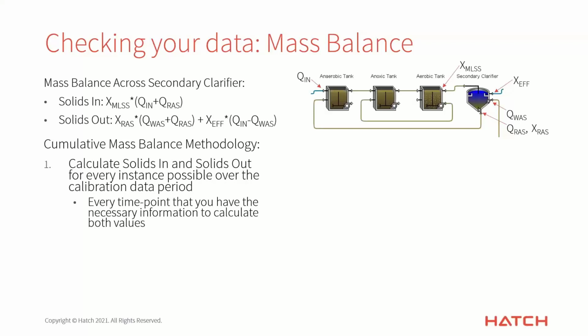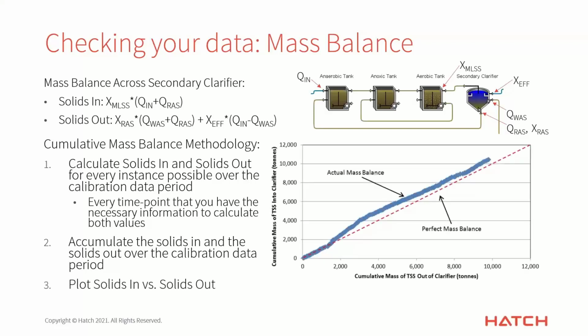First, calculate the solids in and solids out for every instance possible over the calibration period. So that's every time point that you have all the necessary pieces of data to calculate both the solids in and solids out value. Then you accumulate the solids in and solids out over the calibration period. So you're just doing a running total over the whole period. And then finally, you just plot the solids in versus solids out. So you plot those two accumulations versus each other. And hopefully, if your mass actually balances, then you end up with a very nice line like this blue one here. That's showing the actual mass balance, and that red line is showing the perfect mass balance.